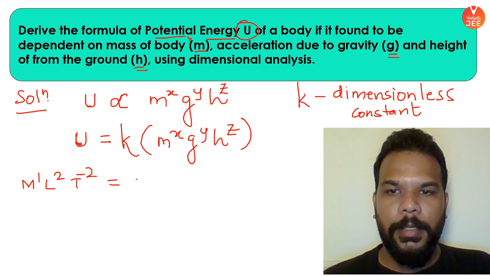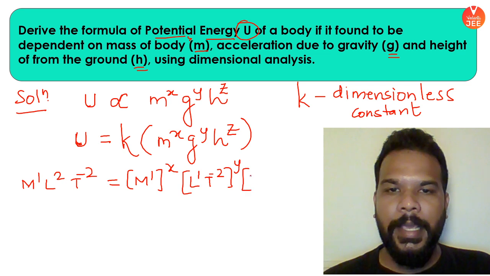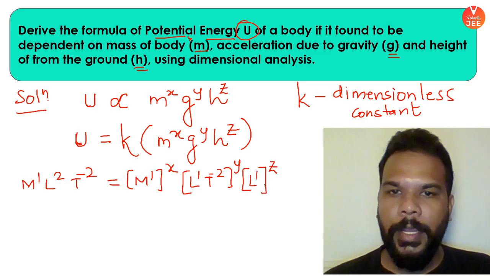The dimensions of mass is M to the power 1. The power of mass is X. The dimensions of G are L1 T minus 2, because that is an acceleration. Its power is Y, and H is a type of length. Its power will be Z. Okay, guys.